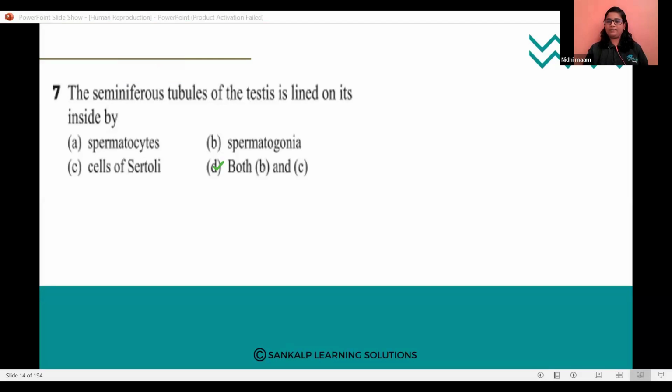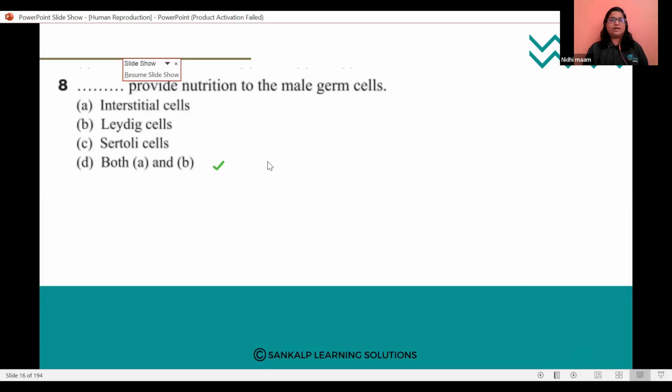Okay, now let us proceed to the next question. Which will provide nutrition to the male germ cells, they ask. A is interstitial cells, B is Leydig cells, C is Sertoli cells, D is both A and B. Which will provide nutrition to the male germ cells?